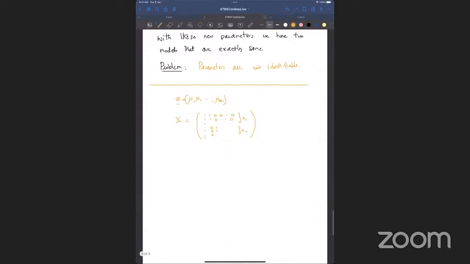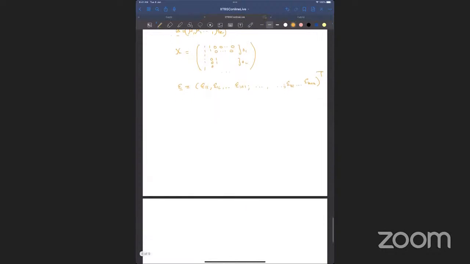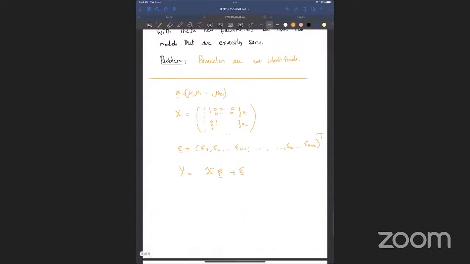And the epsilon vector would be epsilon 1,1 up to epsilon 1,n1. Then the second group would start, and so on. The last one would be epsilon k,nk, and this is the transpose. The model is written as y, the vector y that I have, is x beta plus epsilon. This is how I would write the above linear models.